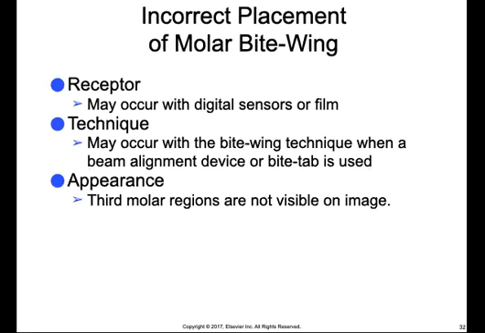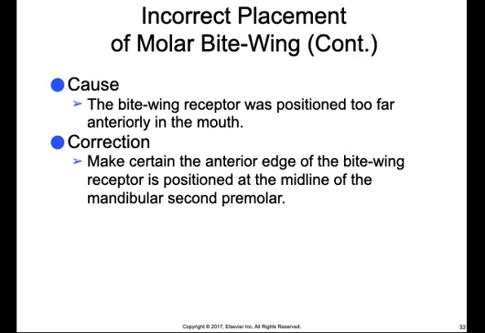If you have incorrect placement of a molar bite wing, this can occur with digital sensors or film, and it can occur when using the bite wing technique when a beam alignment device or a bite tab is used. And this will look like the third molar region is not visible on an image. And the cause was that the bite wing receptor was positioned too far anteriorly in the mouth or too far forward. To make sure that this doesn't happen, you want to make sure that the anterior edge of the bite wing receptor is positioned at the midline of the mandibular second premolar.